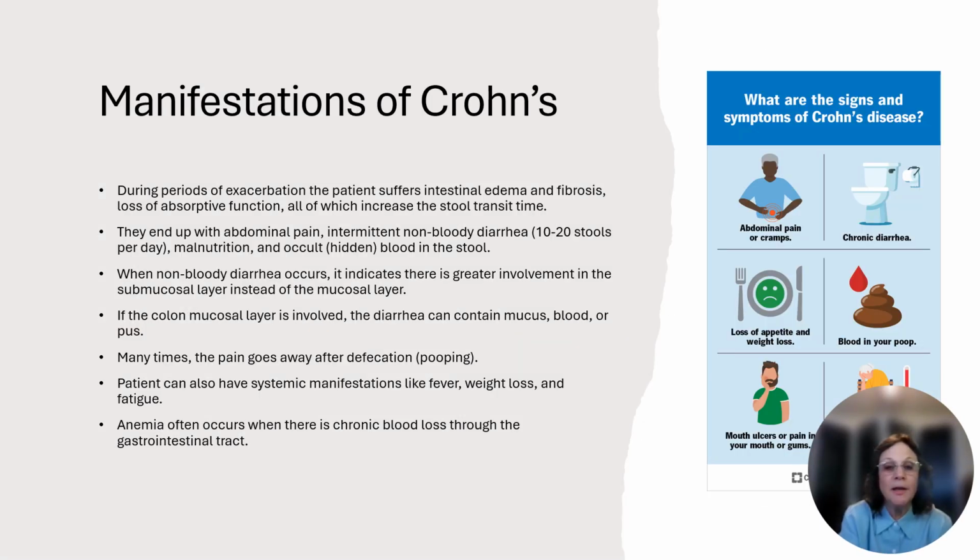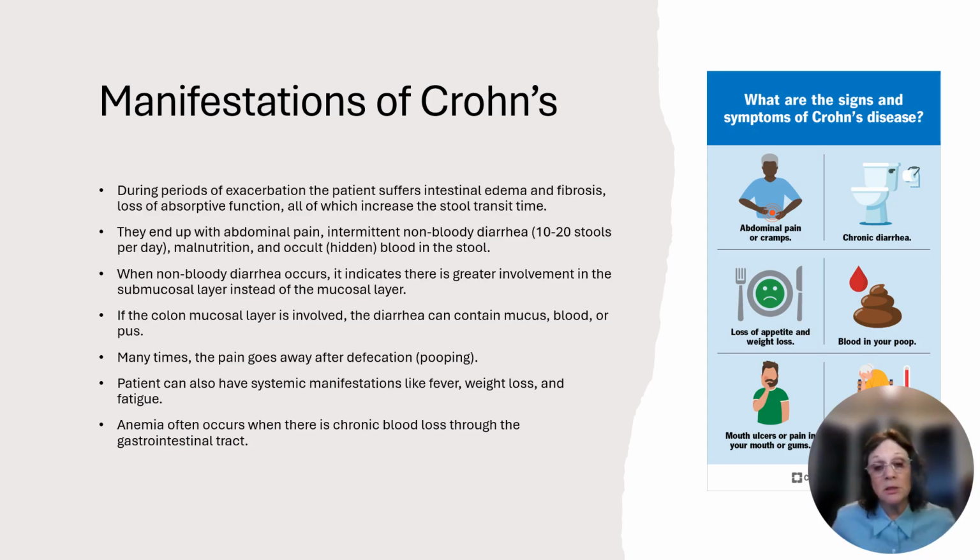What does Crohn's look like? They're going to have periods of exacerbation and periods of remission, meaning the exacerbation is when it's worse, remission is where they feel okay. So during the periods of exacerbation, the patient is going to have intestinal edema and fibrosis, loss of absorptive function, all of which are going to increase the stool transit time.